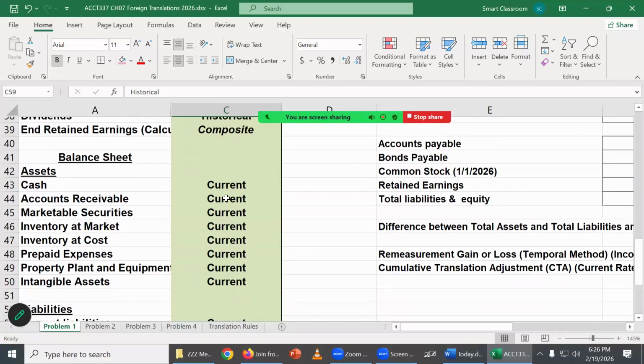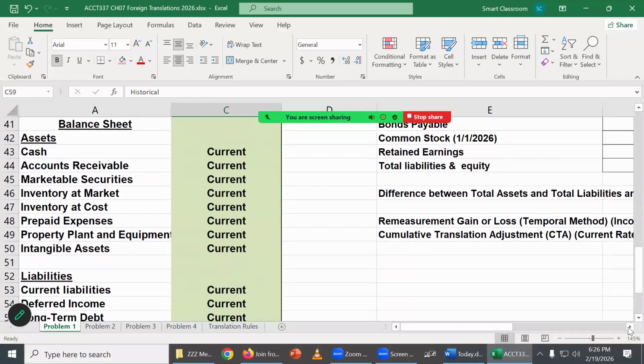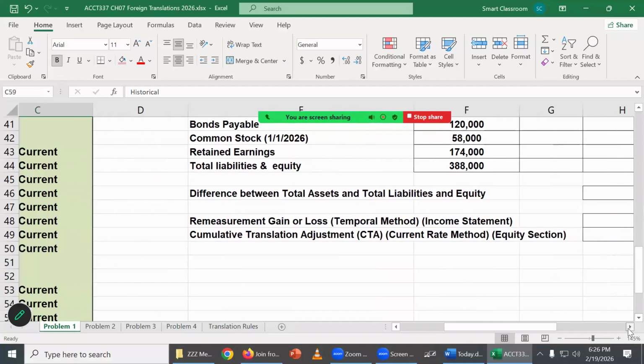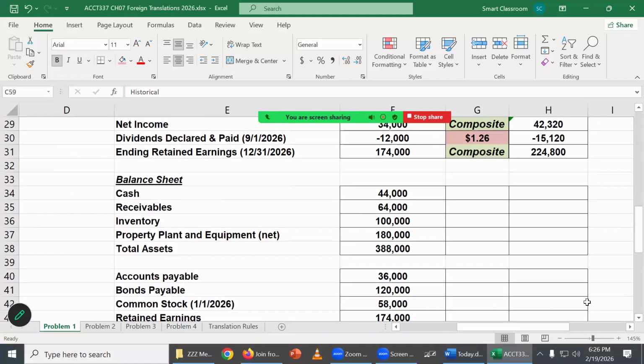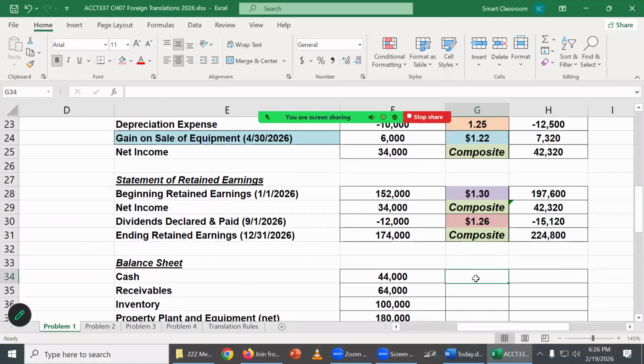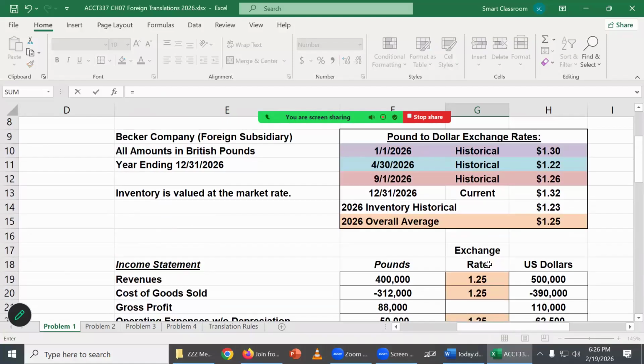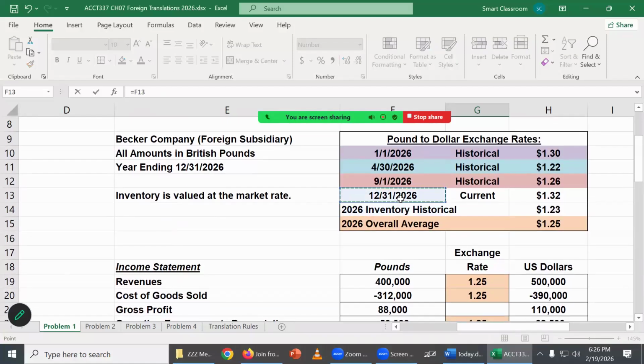The equity section, but everything else is at the current rate. And the reason being is that none of this stuff has been transferred into US dollars yet. It's all sitting in the local currency. Wait a minute. So the current one is really at year end. What was the rate? And I'm not sure why they call that current. I guess the current year end.